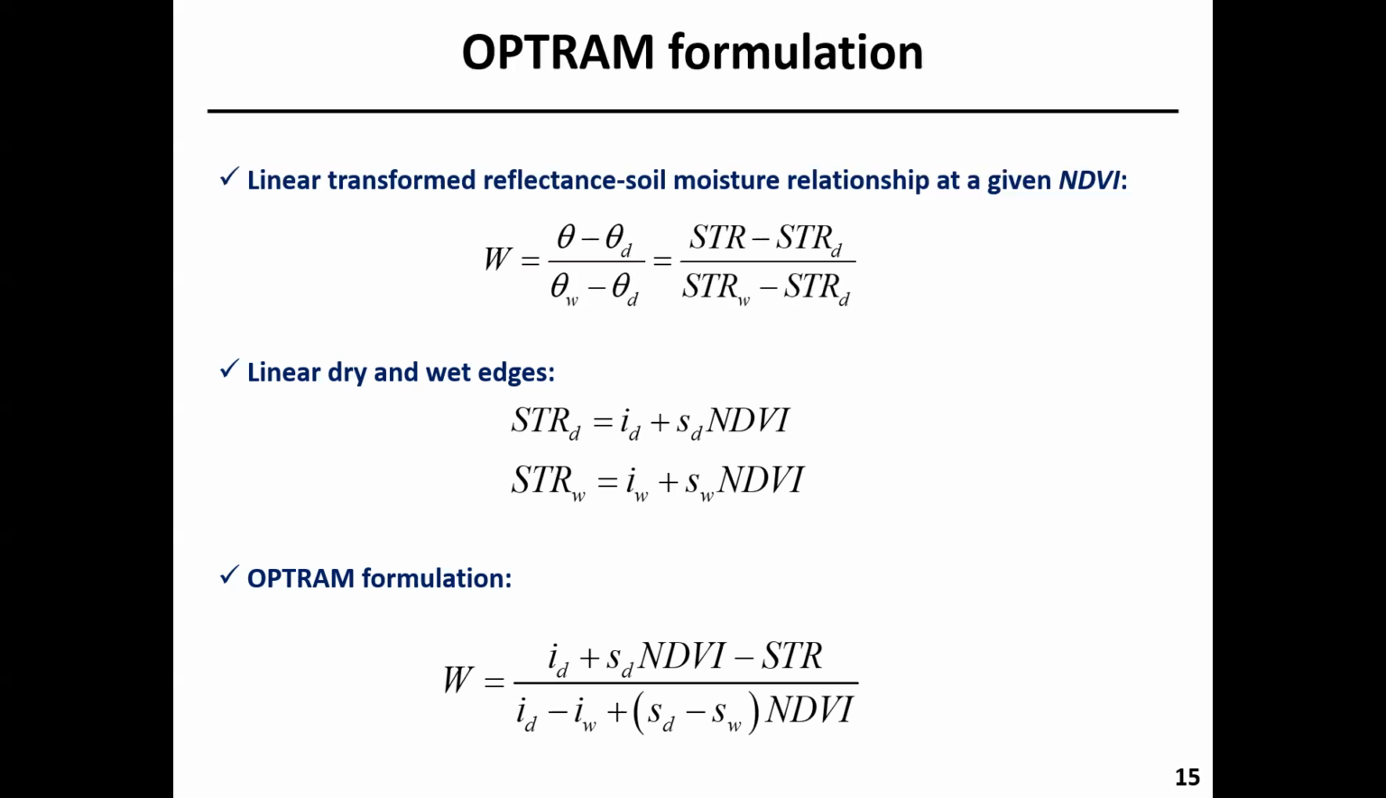And we have 4 parameters in this model. ID and SD are the intercept and slope of the dry edge, and IW, SW are the intercept and slope of the wet edge. And for using OPTRAM, we need to find these parameters first.